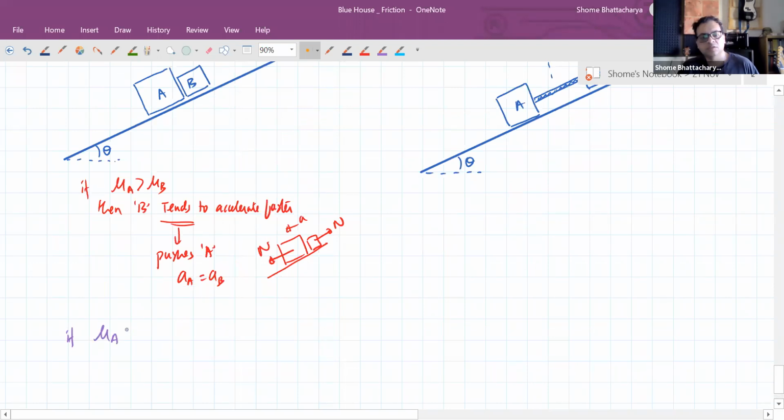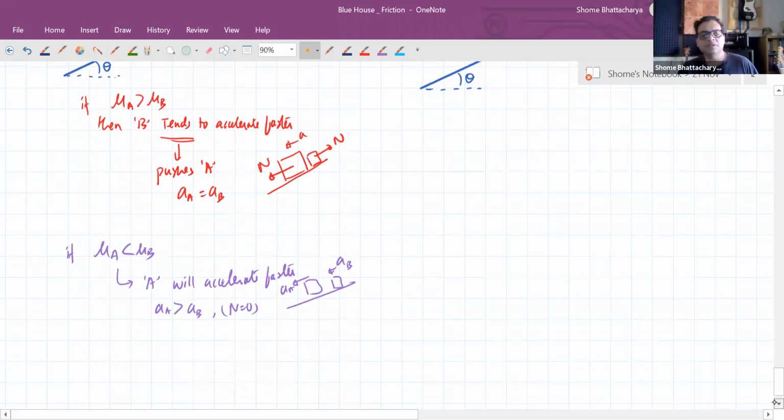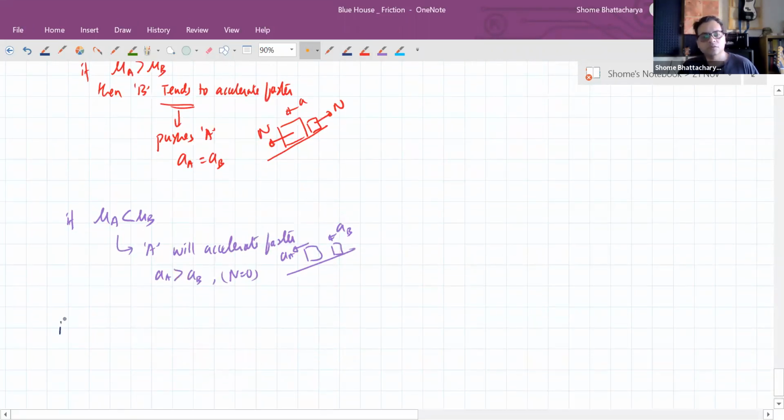Whereas on the other hand, if mu A is less than mu B, okay, then A will accelerate faster. So eventually they would have lost contact. Acceleration of A will become greater than acceleration of B, and there won't be any contact between them. Okay. Something similar will happen if they have equal coefficient of friction also, but they will remain visually in contact, but there won't be any normal contact force.